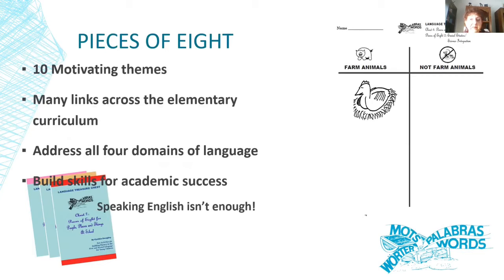So this is an activity where they're going to classify whether the animal is a farm animal or not a farm animal. So a chicken is a farm animal. Flowers are not a farm animal. And a pig is a farm animal.